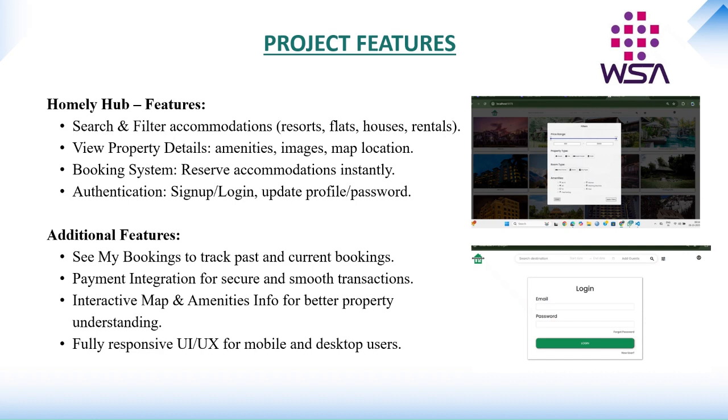The first important feature of my project is the search and filter option. Users can easily search for resorts or houses by typing their names or using filters to narrow down their choices. This helps users quickly find the type of property they are looking for. The second feature is view property details. When the user clicks on a property, it opens a page showing more information such as name, location, price, amenities, and sometimes images or description.